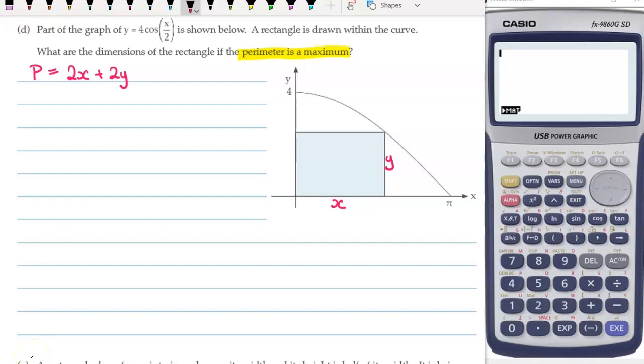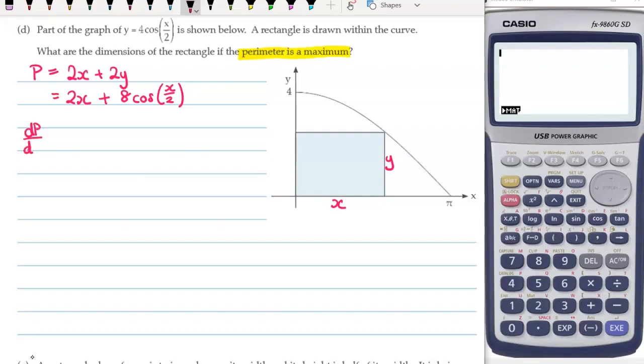Now we can't differentiate it as it is because we've got both x and y terms in there. So we need to represent the y in terms of x, which we can do because we've got the formula for how we make y as being the equation of the curve. That y coordinate will be 4 cos x over 2. So if we then did 2 times that, it'll be 8 cos x over 2. Now we can differentiate it.